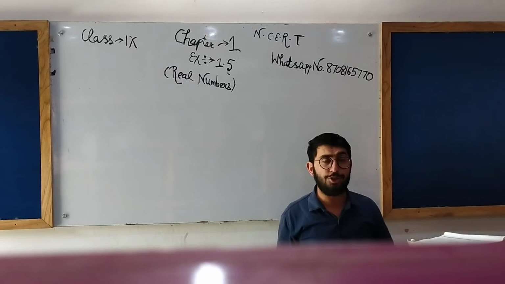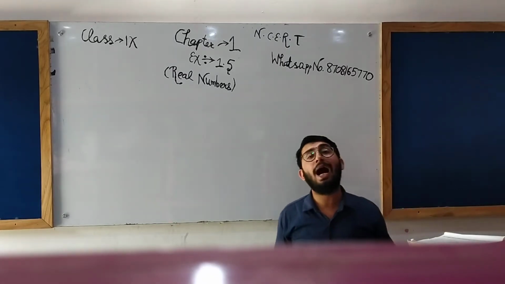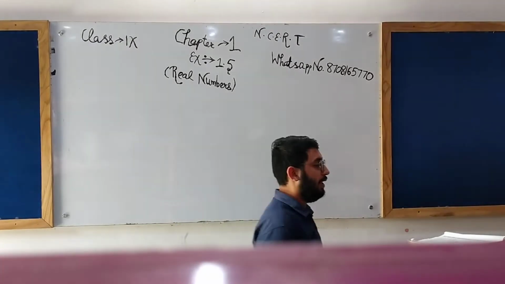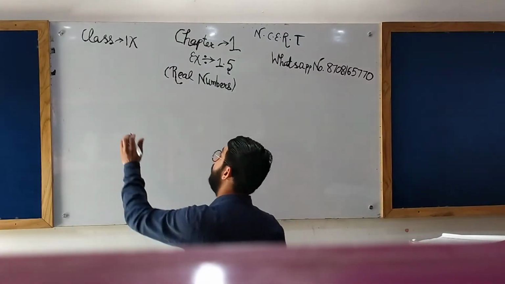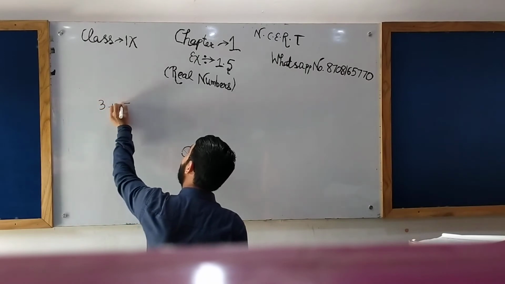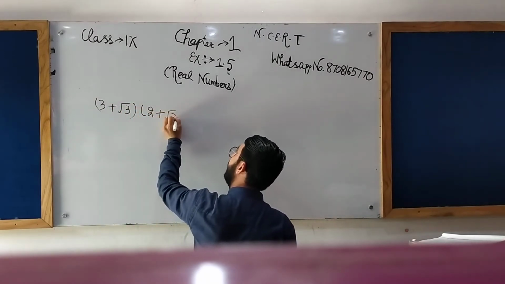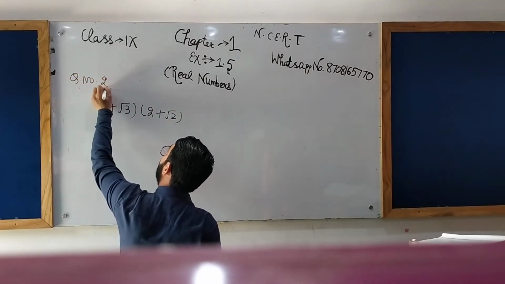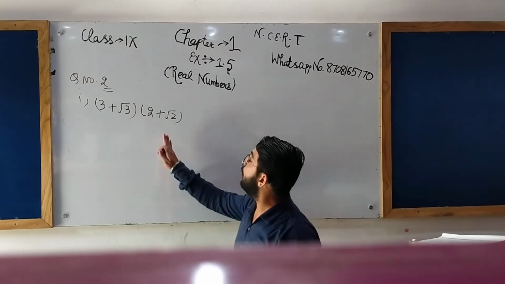I am reading the question. Simplify each of the following expressions. I am writing the first part of the second question: (3 plus root 3)(2 plus root 2). This is question number 2, first part.